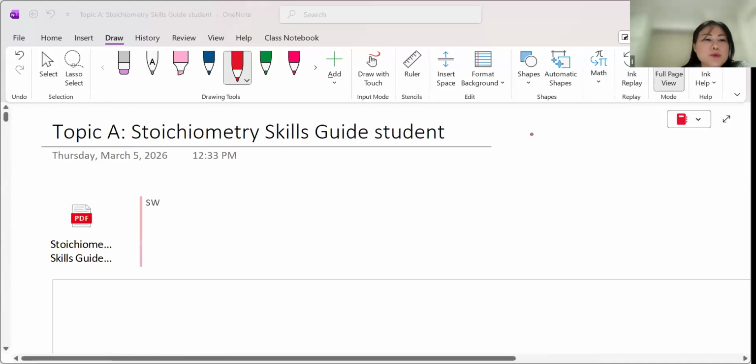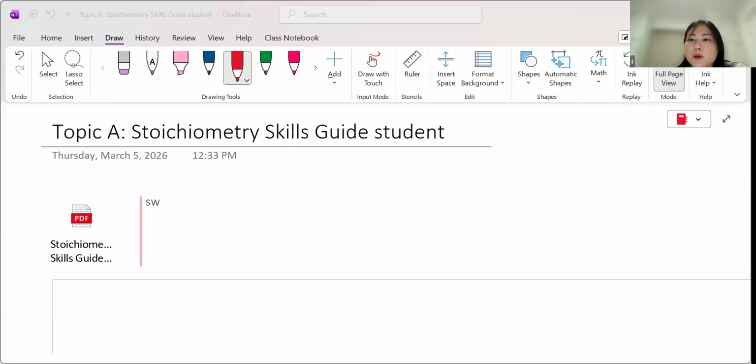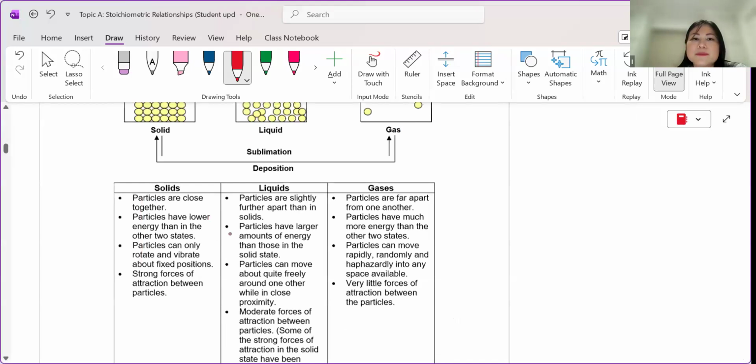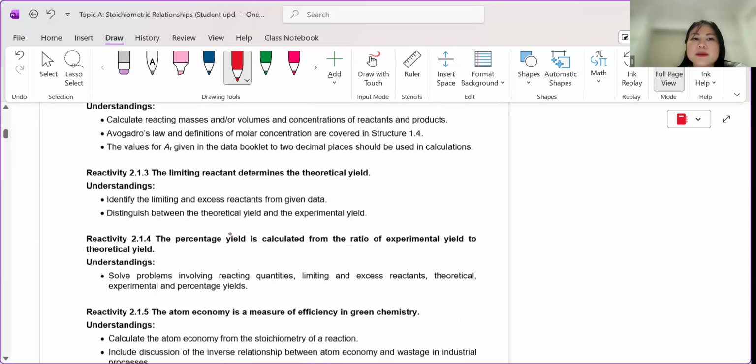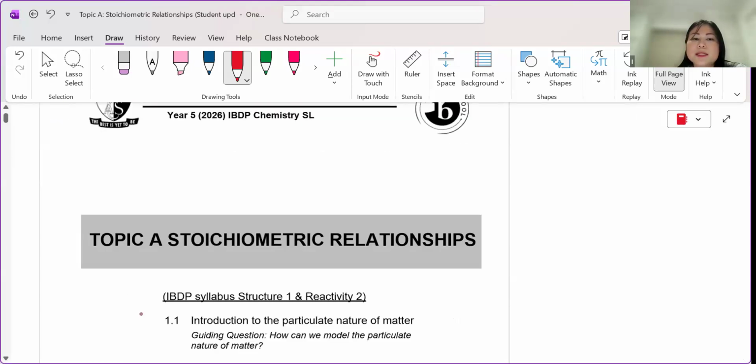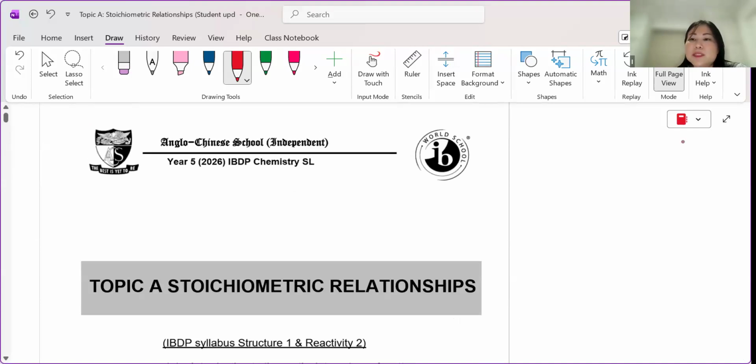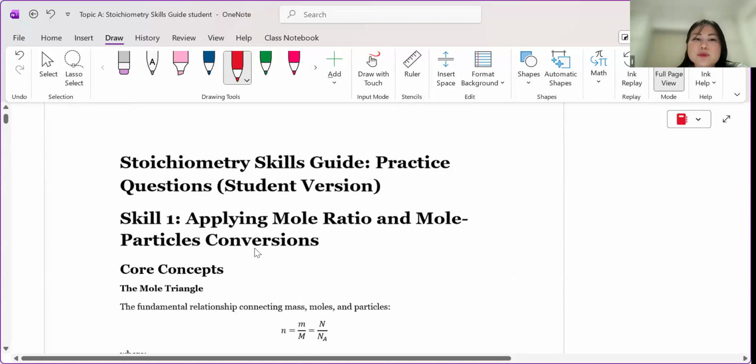Okay, class, we are going to look at this chapter, topic A, stoichiometry skills guide. The one in your textbook looks like this. Okay, let me scroll up. The one in your notes looks like this, but we are not going to use this because I've condensed it in another booklet which I have given out to you. So it looks like this, the hard copy that I've given out to you.